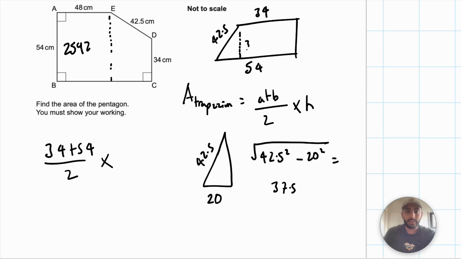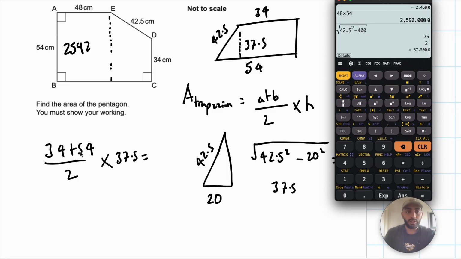Now that I know that height of that trapezium, I can substitute it into the formula for area of a trapezium and find that value. So 34 add 54, 50, 80, 88. 88 divided by 2 is 44. So I'm doing 44 times by 37.5, which is 1650.